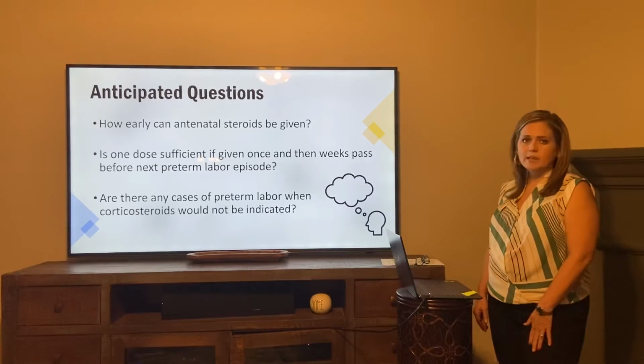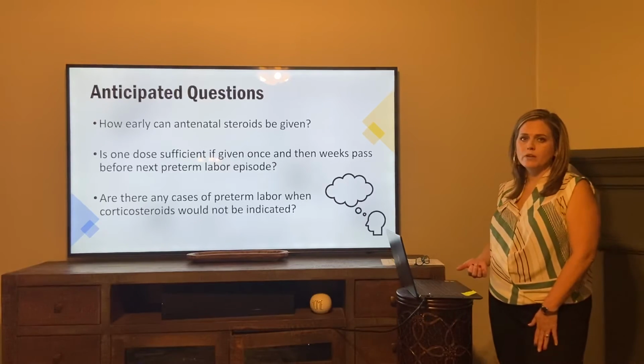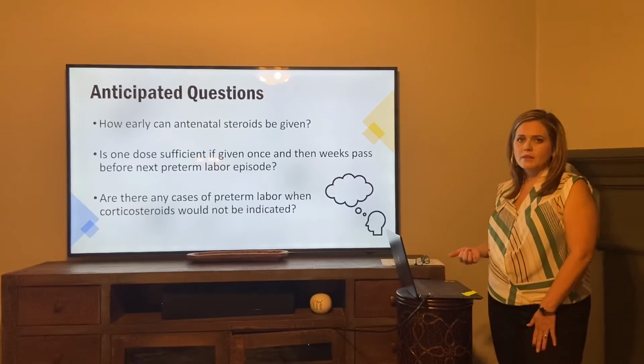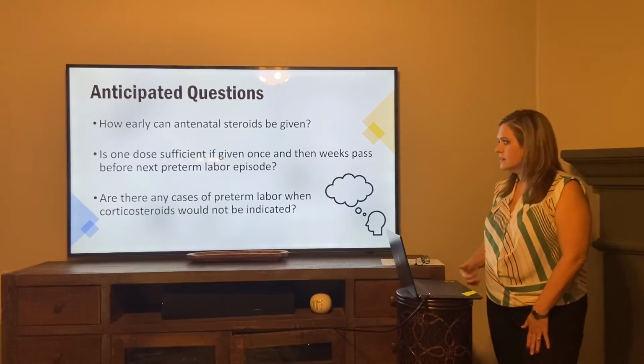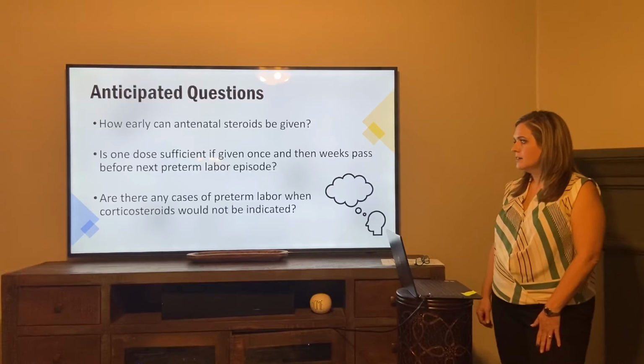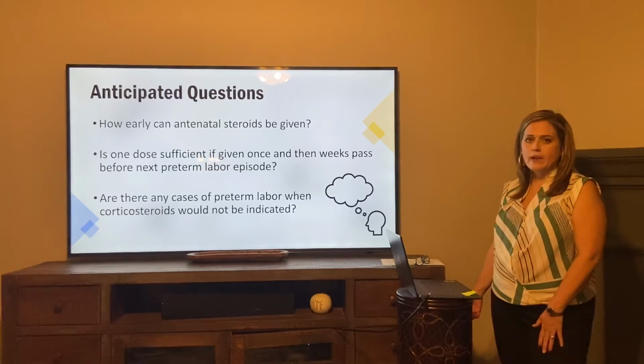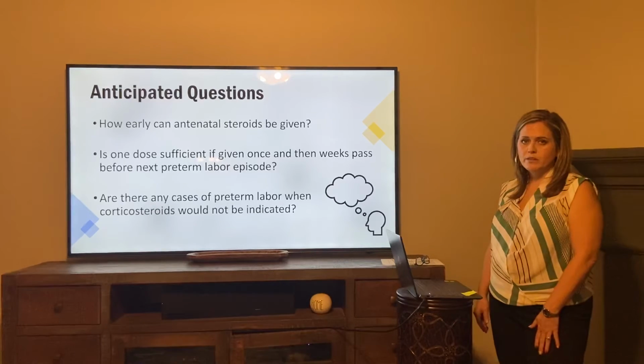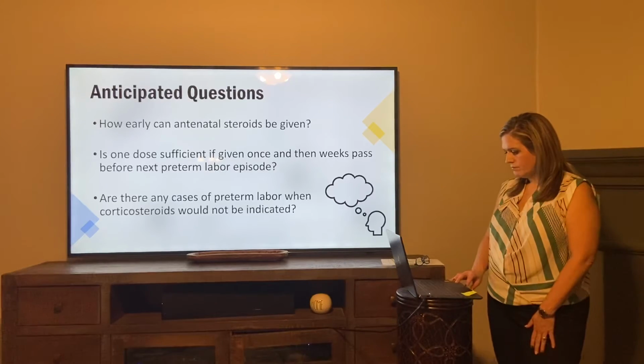Typically, they're safe for everybody. You're just going to be looking for whether the mom has gestational diabetes and be on the lookout for that. And then if there are any allergies to steroids, those would be your contraindications.